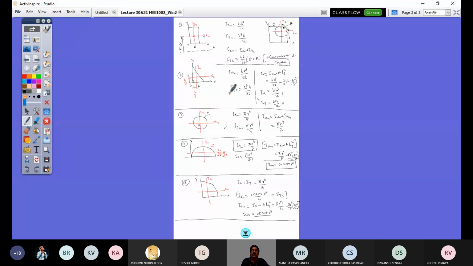This is all we have seen in the last class, and then we listed down the standard formulas for standard sections with respect to their centroidal axis. If you know that, I can find it for any other axis parallel to the centroidal axis. Or if I know the moment of inertia of a given section about an axis other than the centroidal axis, it is easy to calculate it about the centroidal axis using the parallel axis theorem. In both ways one can use that theorem.